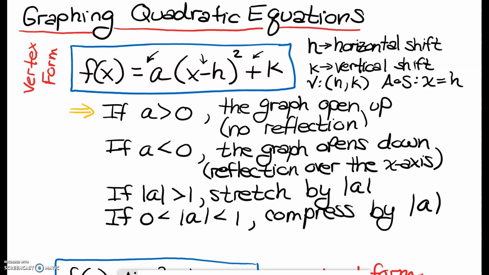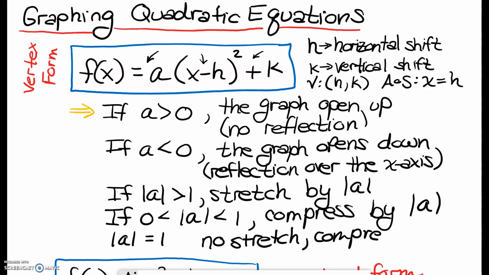So now that we're including the sign of a, the value of a: if a is positive, the graph is going to open up. If a is negative, the graph opens down. So since we're including the sign, now I'm going to say that if the absolute value of a is greater than 1, we have a stretch by the absolute value of a. If the absolute value of a is between 0 and 1, then we have a compress by the absolute value of a. But if the absolute value of a equals 1, there is no stretch or compress.